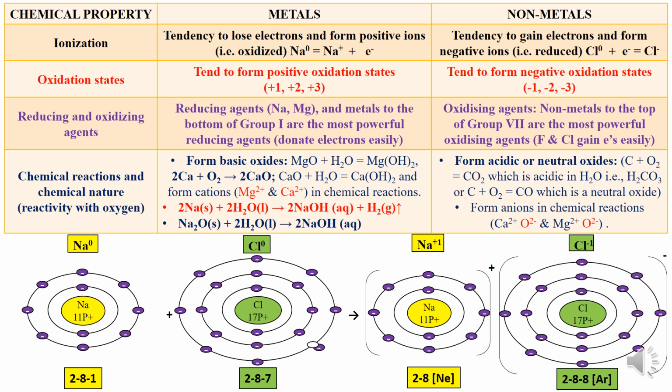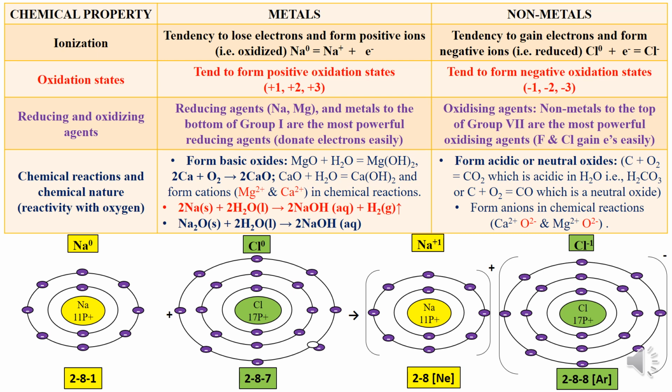And metals towards the bottom of group 1 are the most powerful reducing agents. Why? Because they donate electrons easily due to their low ionization energy. And what about non-metals? Non-metals tend to gain electrons easily and therefore they have oxidizing property. And non-metals towards the top of group 7 are the most powerful oxidizing agents.